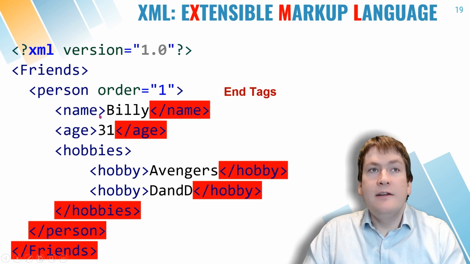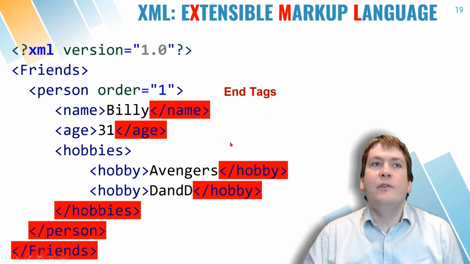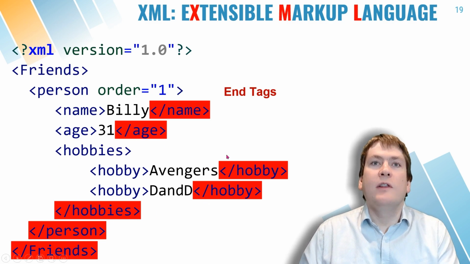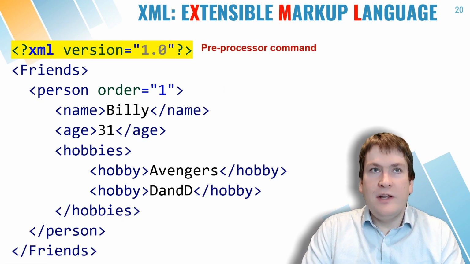So we couldn't have name here, followed by age, and then end name, and then end age, because that would be overlapping. So each one has to have a distinct area. Tags can contain other tags, like we see here, but they can't be overlapping, crossing each other's boundaries. So this is one of those special cases at the top.